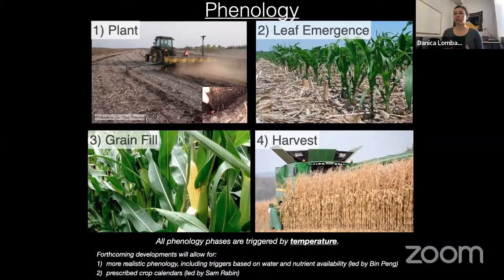And I want to highlight 2 forthcoming developments because they're going to allow for a hopefully better representation of phenology in CLM5. The first is work led by Bin Peng, which is integrating the APSIM model into CLM. Currently, it's based on AgroIBIS. And so this will include triggers based on water and nutrient availability, among other things. And the second is work led by Sam Rabin, who is integrating prescribed crop calendars. And so this will allow us to use observations of when crops are planted.